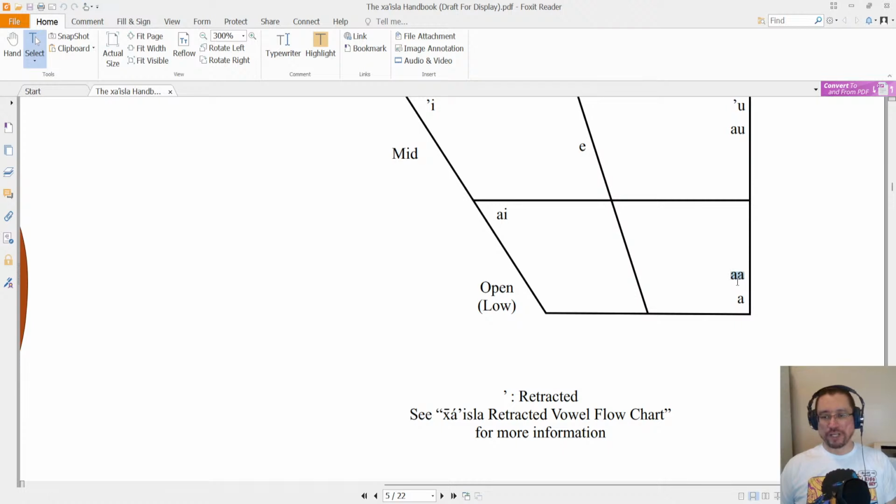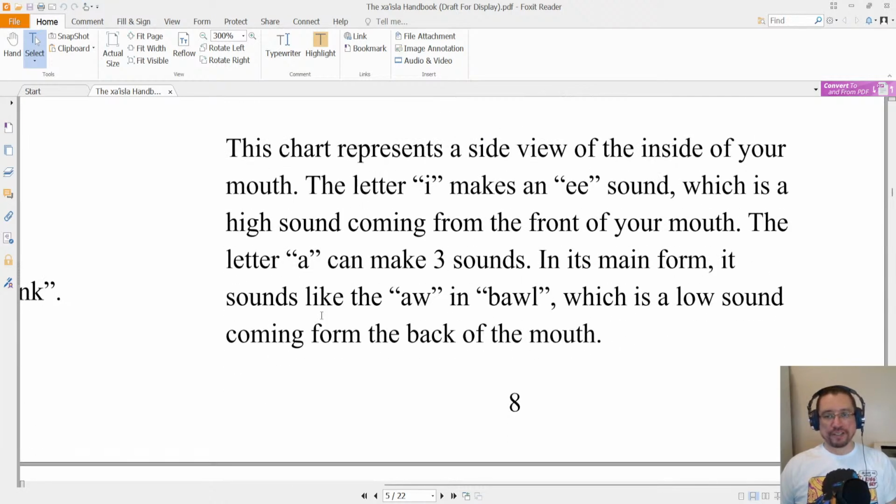Then we have another vowel combination here. We have a double A, and it's very similar to the regular A. It sounds like ah, but it's a longer sound. The double A doubles the length of the sound. So ah, ahh. The double A is a long ah. The single A is a short ah. And down here there's a note where the apostrophe in front of a vowel means that it's retracted. So I'll explain that a little bit previously.